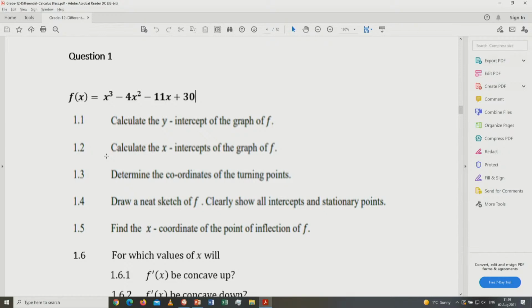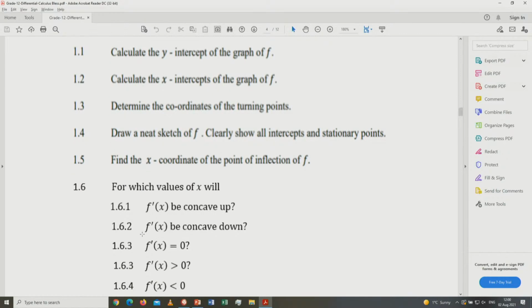1.4, you draw a neat sketch of f, clearly showing all the intercepts and the stationary point. 1.5, you find the x-coordinate of the point of inflection of f. This question is specific: you determine the x-coordinate of the point of inflection of f. You don't determine the coordinates of the point of inflection. It means you're only focusing on the x value. And then these will be the follow-up questions as well.